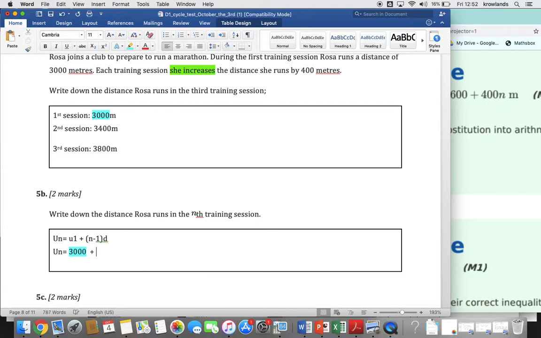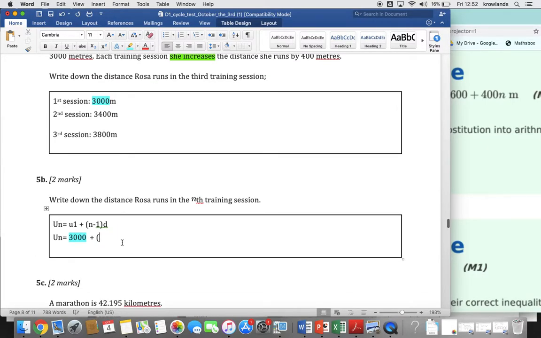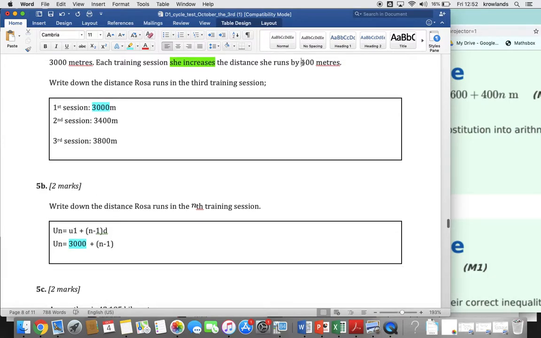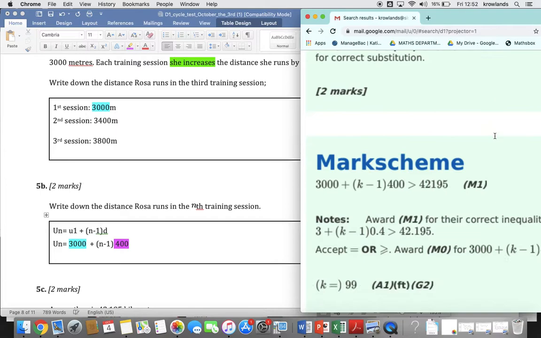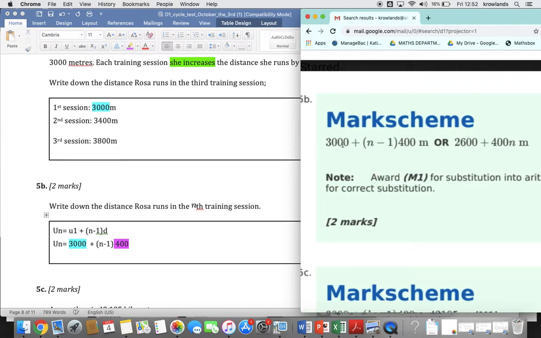We are then going to write down n minus 1 d. And we know the difference this time is going to be adding 400 metres. So I'm going to write down the distance as 400. So Un is that. And let's have a look at the mark scheme. You get the mark for that. And because it doesn't say simplify, you can leave it simply as that.